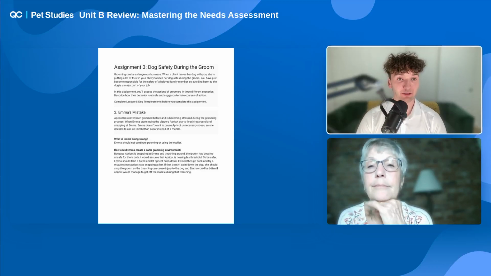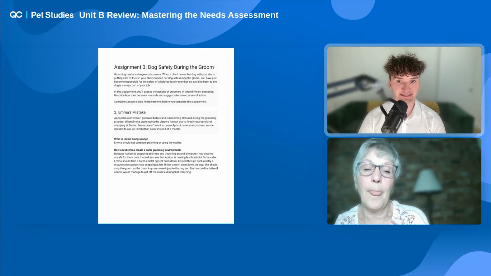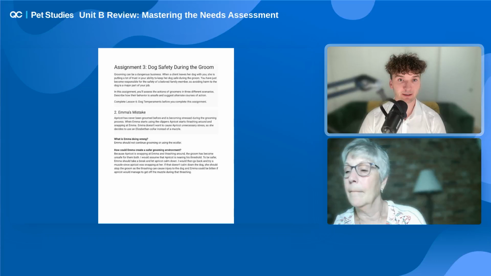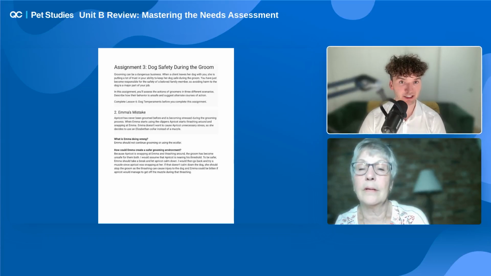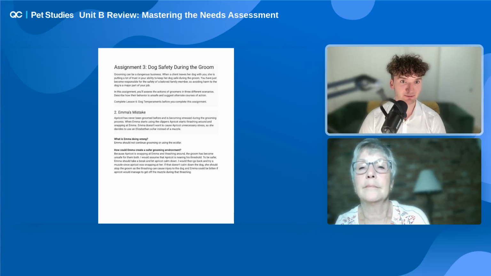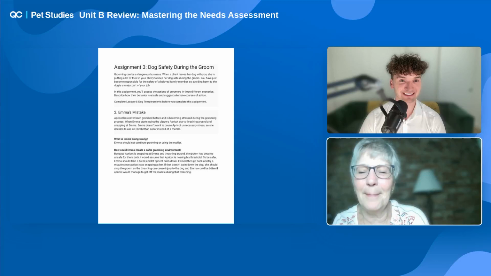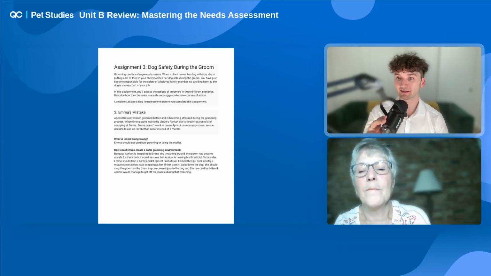Okay, so assignment 3, dog safety during the groom. So we chose in this assignment Emma's mistake. So let's go through it. The scenario is, Apricot has never been groomed before and is becoming stressed during the grooming process. When Emma starts using the clippers, Apricot starts thrashing around and snapping at Emma. Emma doesn't want to cause Apricot unnecessary stress, so she decides to use an Elizabethan collar instead of a muzzle. So the question is, what is Emma doing wrong?